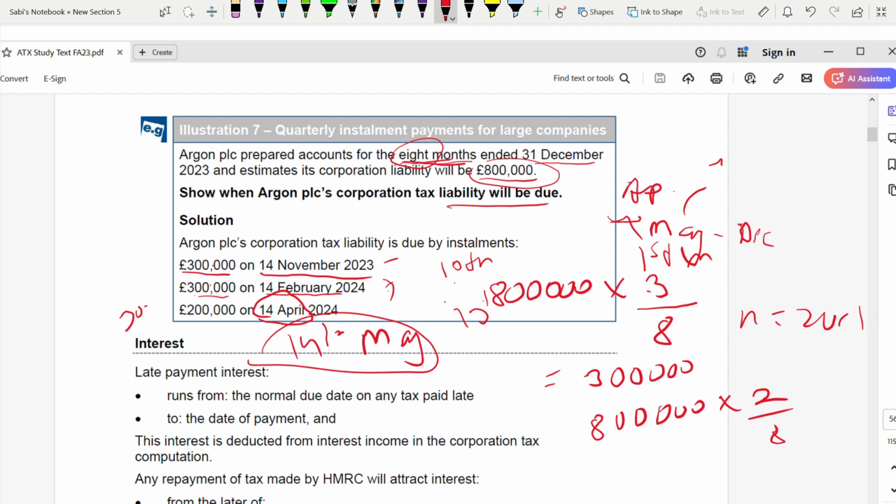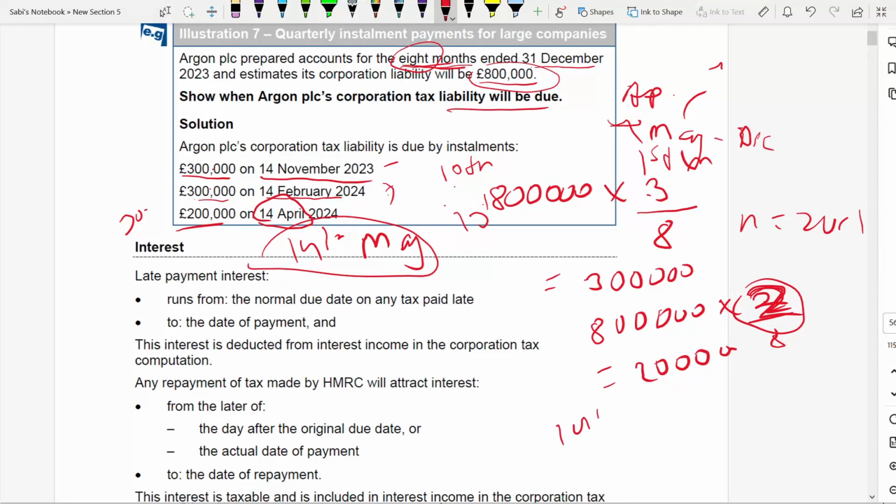So from Feb, March, April. So it's just 2 months. So 2 divided by 8. It is not full 3 months, it is 2 months. So this N will change to 2 from 3. So which is 200,000. That's how we get this figure. Try it yourself and check. So it can't be 14th May. If you go by the normal rule, which is for 12 months, yes, it's 14th November. Next payment is 14th Feb. These two are okay. But 14th March, April, May, 14th May, it falls after the accounting period. So it can't be like that. Okay, that's it.